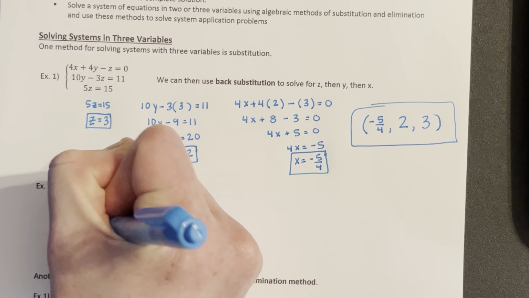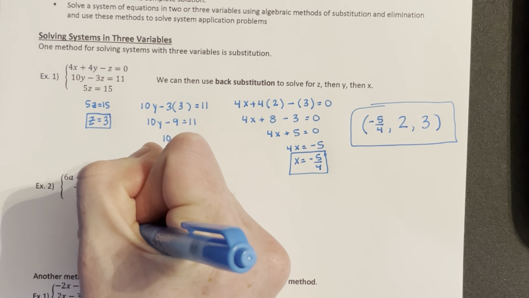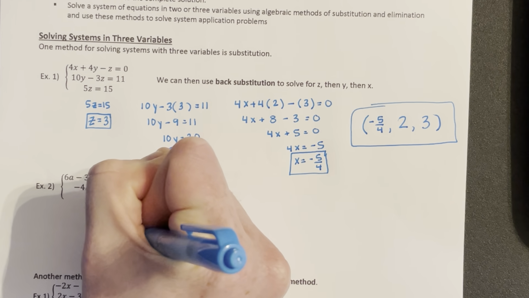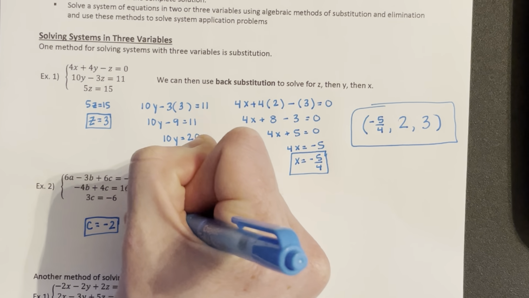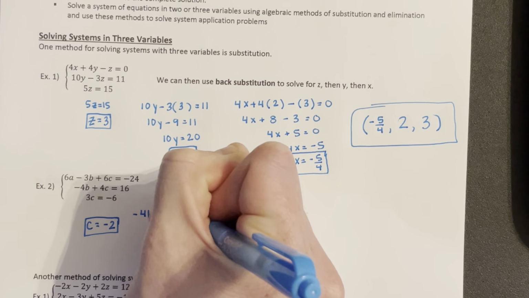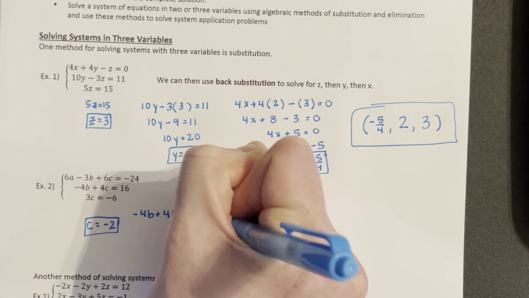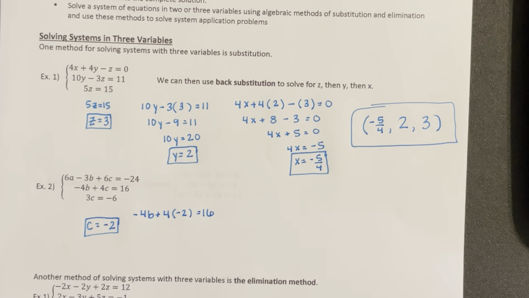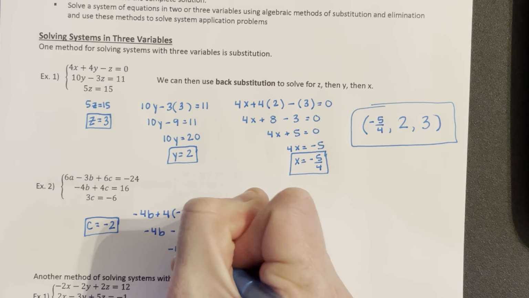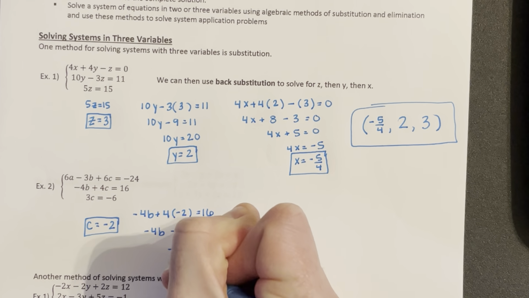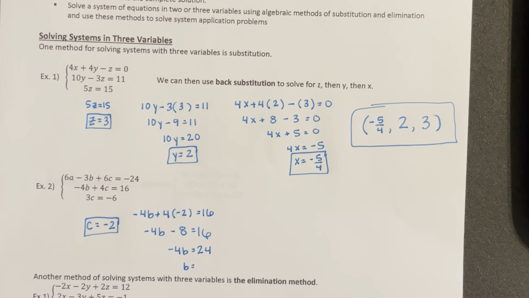If you did already, you divided by 3 and got c equals negative 2. Then you can plug that into the other one, so negative 4b plus 4 times c, which was negative 2, equals 16. Negative 4b minus 8 equals 16. We add 8 to get negative 4b equals 24. And then divide by negative 4 makes b negative 6.